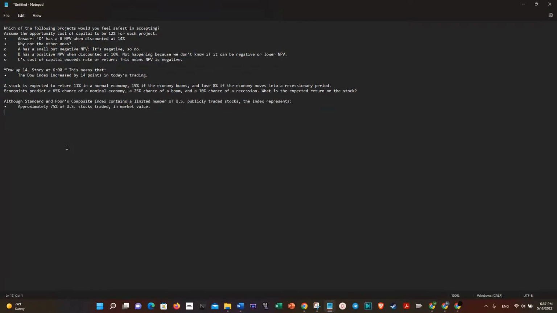Control copy. Although the Standard & Poor's Composite Index contains a limited number of U.S. publicly traded stocks, the index represents what? It represents... Wasn't it 75%? Yes. And what is another name for the Standard & Poor's Composite Index that a lot of people might recognize more? Do you know it?